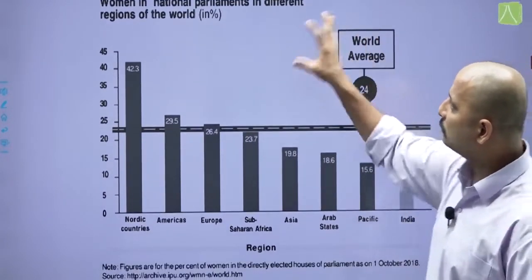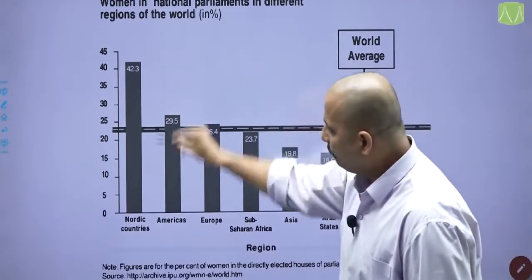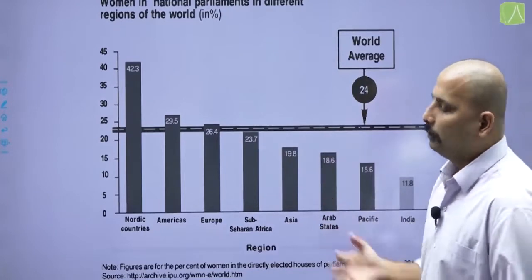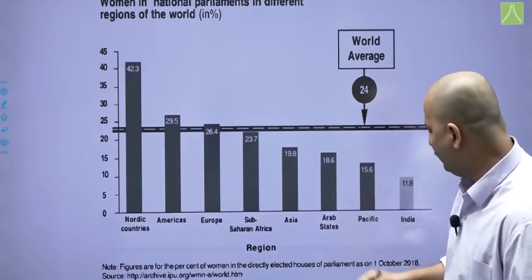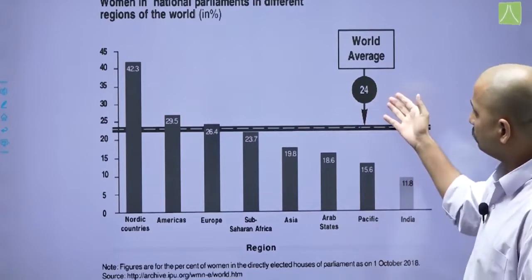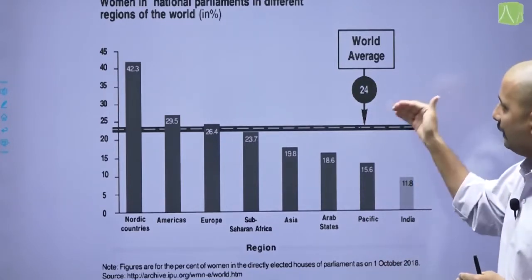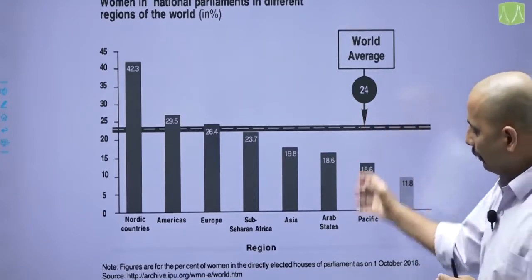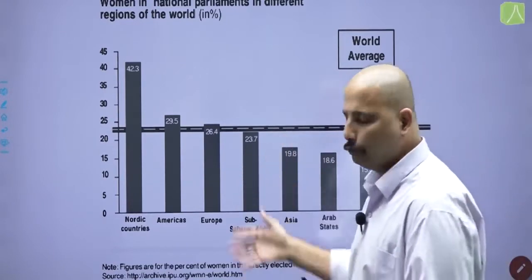Now, this shows women in national parliaments in different regions of the world, in percentage. Here you will see the participation of the Nordic countries, that is Sweden and Scandinavia, has been very high, and here is the world average, that is 24, and India is at 11.8. So India is much below the world average, and also below Pacific countries, Arab states, Asia, Sub-Saharan Africa, as well as Europe and the Americas.